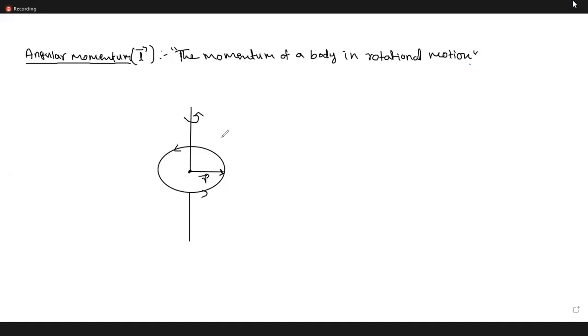So if we consider the particle is rotating, then the tangent, this is a tangent, means there is a linear velocity v, right? It is also a vector quantity, no? Velocity is also a vector quantity. And here this is theta. So this position vector and velocity vector make an angle theta.